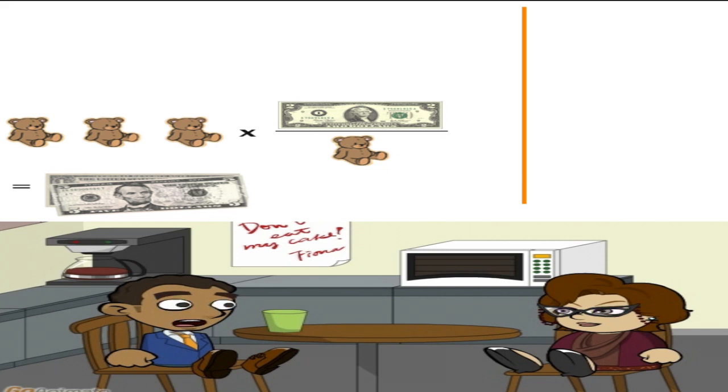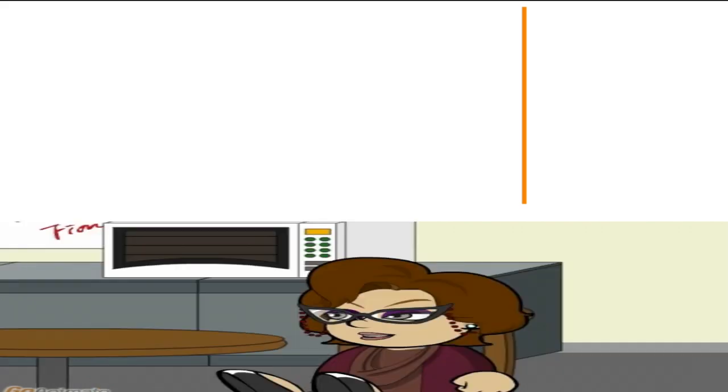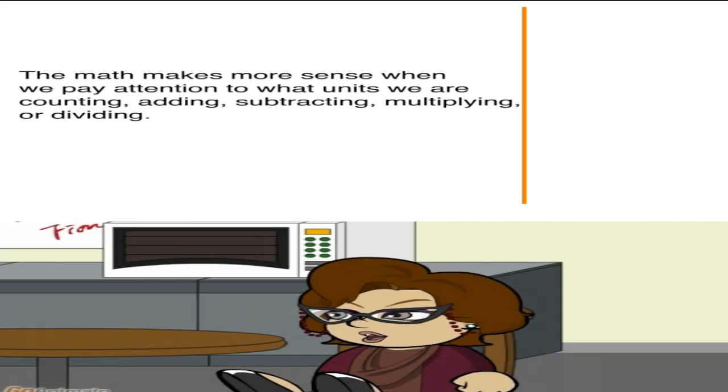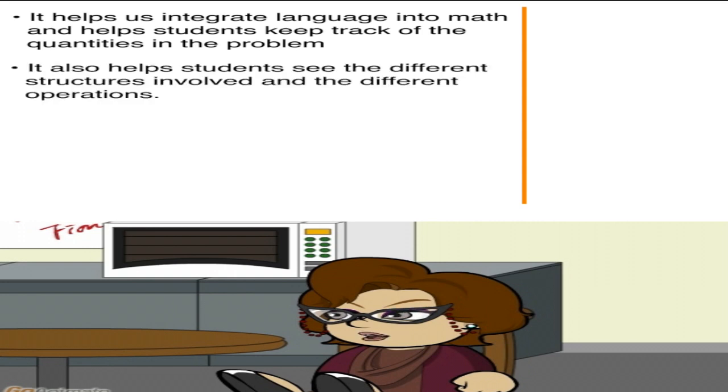I thought canceling out meant I could just slash through things at random times. Do you mean we could be actually making sense of this in elementary school and I have to wait until physics and chemistry? Yes. The math actually makes more sense when we pay attention to what units we are counting, adding, subtracting, multiplying, or dividing. It helps us integrate language into math too, and helps students keep track of the quantities in the problem. It also helps students see the different structures involved in the different operations.